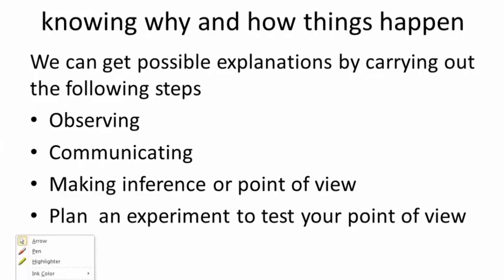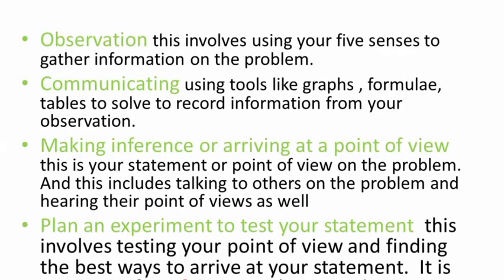In science, we want to know why and how things happen. So we need to get possible explanations on why they happen and how they happen, and we need to follow a set of steps. These steps include observing, communicating, making inference or having a point of view, and planning an experiment to test your point of view. So let's start with observation.